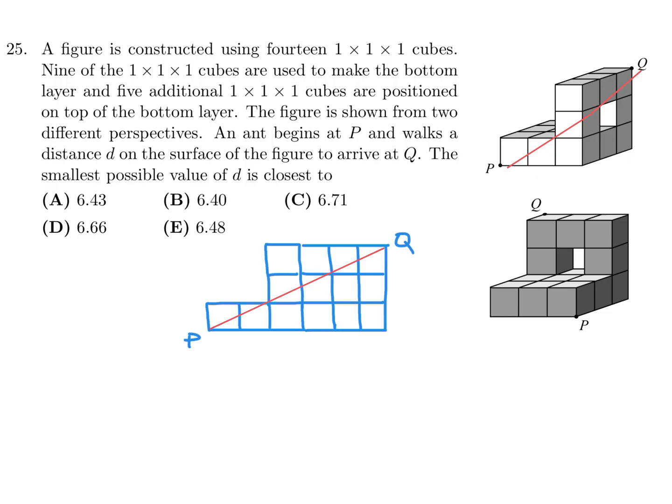So this side is 1, 2, 3, 4, 5, 6, and that side is 3. Is that right? So PQ squared would be 6 squared plus 3 squared, and then that's 36 plus 9, which is 45. So therefore PQ is root 45, which is approximately 6.71. And then you say, okay, it's C, and I move on.